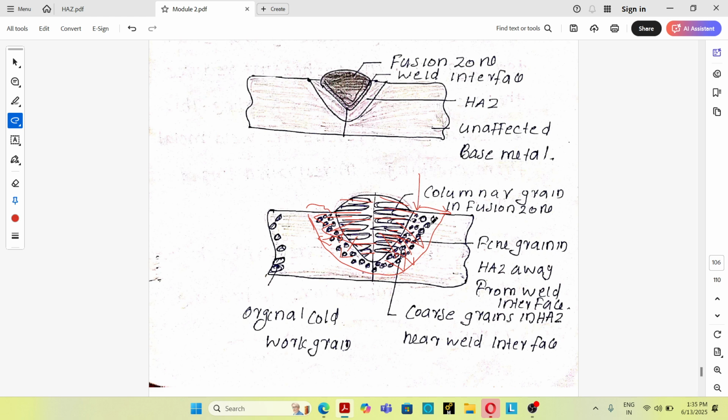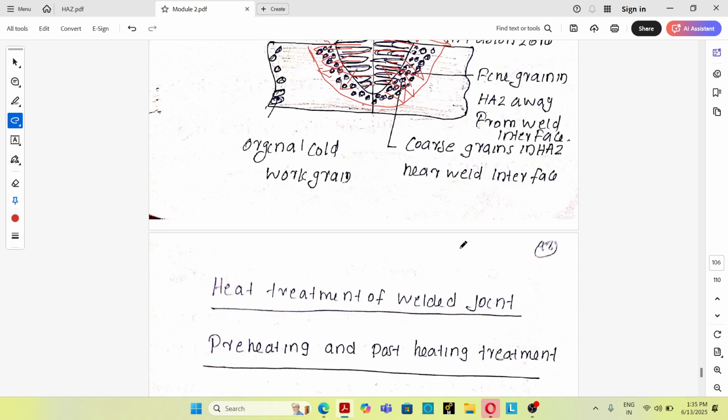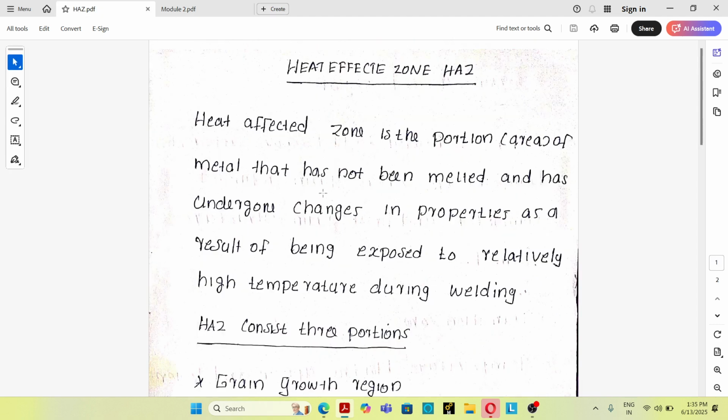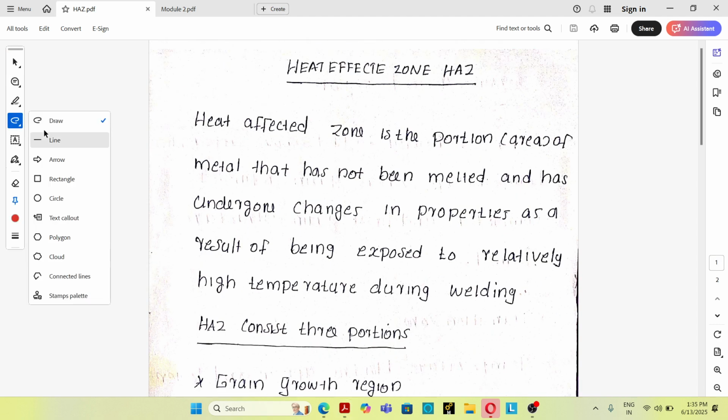Okay, and the third portion is the original cold material, base metal, that does not undergo any microstructural change, that is unaffected base metal or parent metal. So these are the three regions in a welded joint: weld metal, heat affected zone, and unaffected base metal or parent metal. So next one is HAZ, heat affected zone.